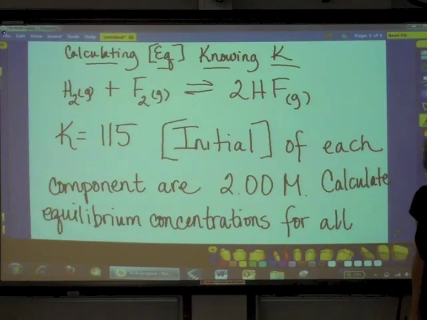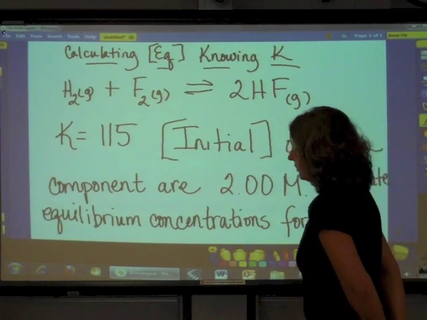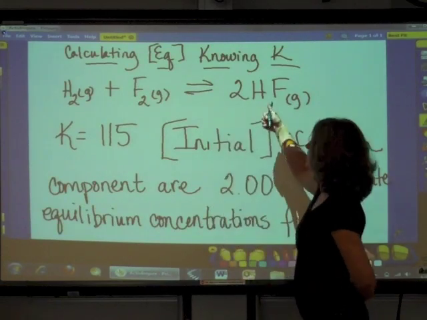All right, so we are given the problem. We're given the balanced equation. We are given the value of K. We're given all of the initial concentrations. And our job is to calculate the equilibrium concentrations for all of our components. So everything starts out at 2 molar, including our product.